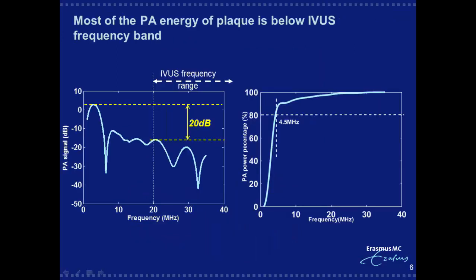Then by combining the data from both the low frequency and middle frequency transducers, we got the frequency content in a wide frequency band. And clearly we can see most of the photoacoustic energy of plaque is below the IVUS frequency band. Say 80% of the photoacoustic energy is even below 4.5 MHz. So if we cover the low frequency part, the SNR can be increased by 20 dB.